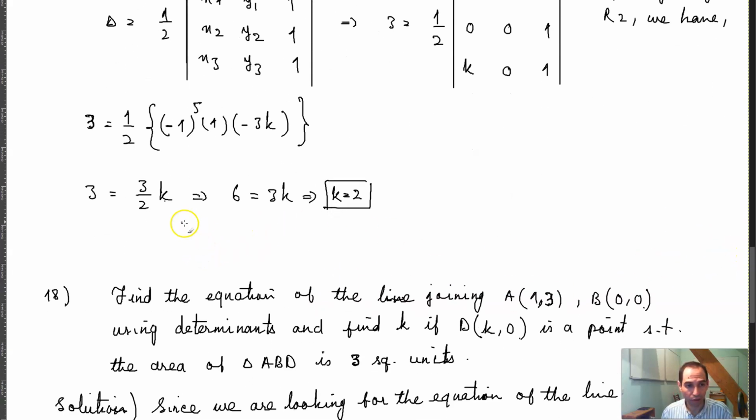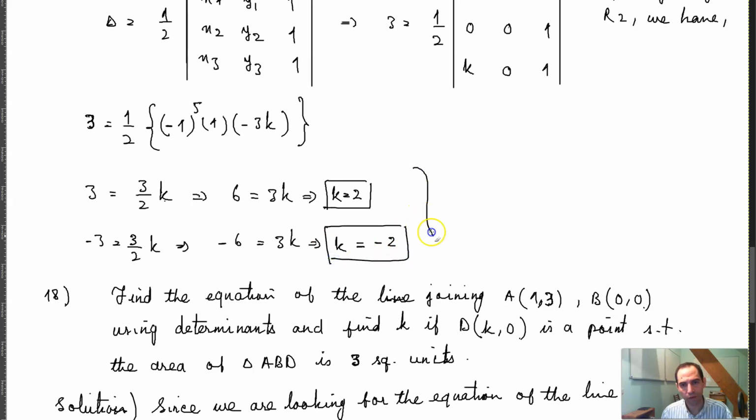So this is one of the possible values. Of course, you should actually take this as -3 as well, because that gives you another triangle. Which means that I can write -3 is equal to 3/2 k, which, times 2, gives -6 is equal to 3k, which gives me k is equal to -2. Right, so based on these two, I can say that k is equal to ±2. That is actually the correct answer here, right?